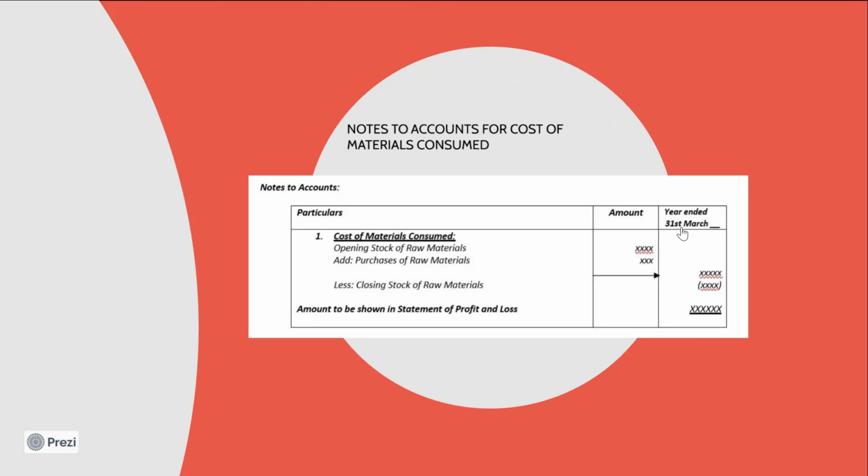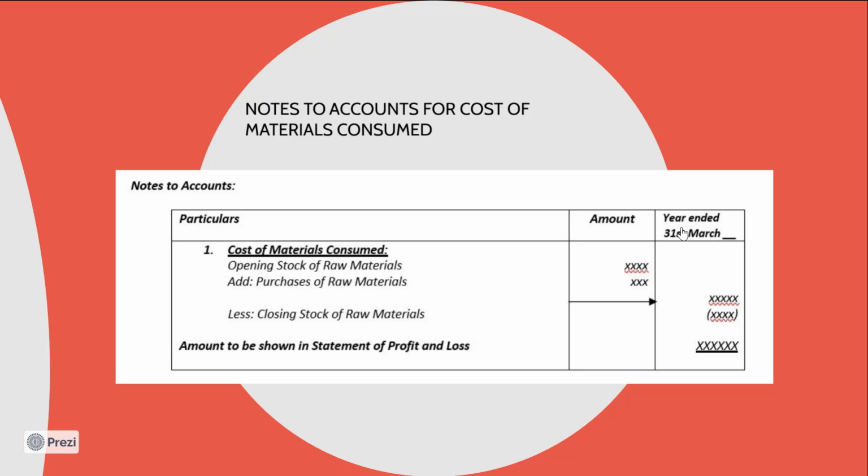How do we prepare the notes to accounts for the materials consumed? We will write the note number. We will take the opening stock of raw materials. We will add purchase of raw materials during the current accounting period. And from this total, we will subtract the closing stock of raw materials. And the final answer we arrived at is what should be shown in statement of profit and loss under the head cost of materials consumed.